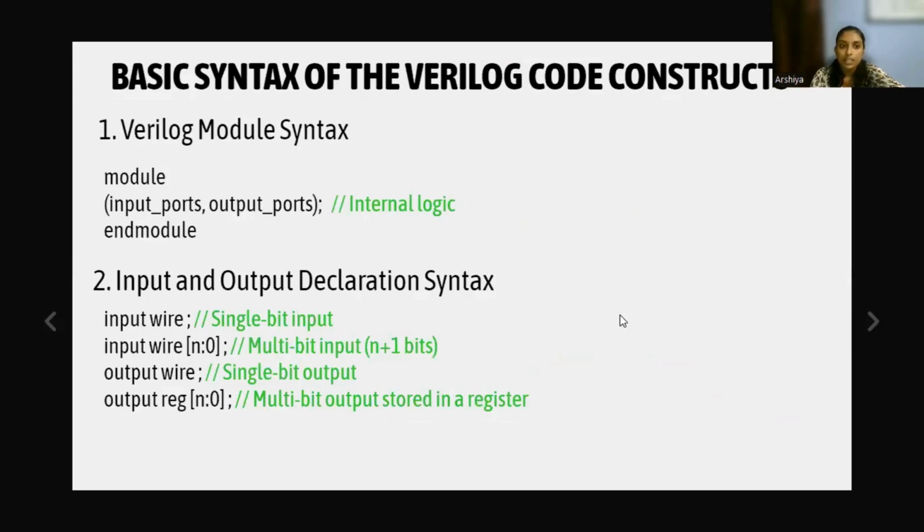Verilog module syntax. Keyword module, and in brackets input ports and output ports, then the internal logic, and then keyword end module. For input and output declaration syntax, if the wire is single bit input, then input and name of the wire. If it is multi-bit input, then input and wire name, and in square brackets, the number of wires minus one, colon 0. Same goes for output wires.